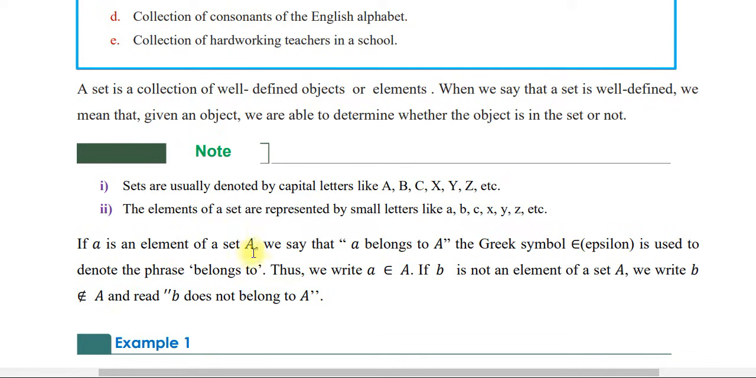If a is an element of a set A, we say that a belongs to capital A. The Greek symbol epsilon (∈) is used to denote the phrase belongs to or simply an element of.